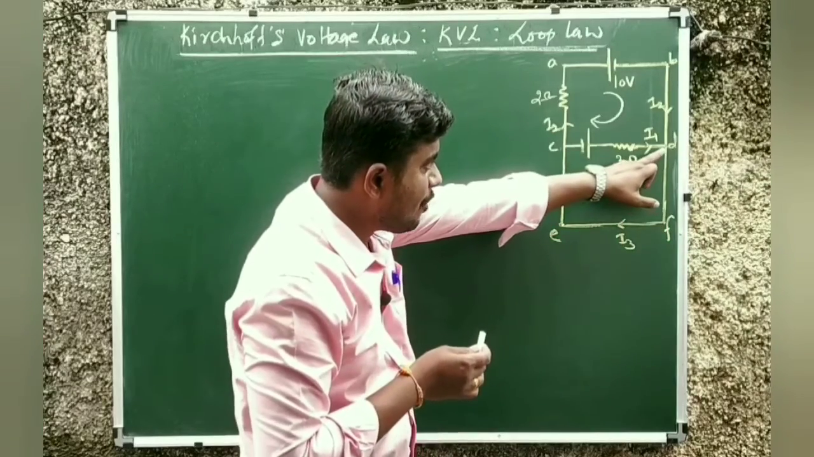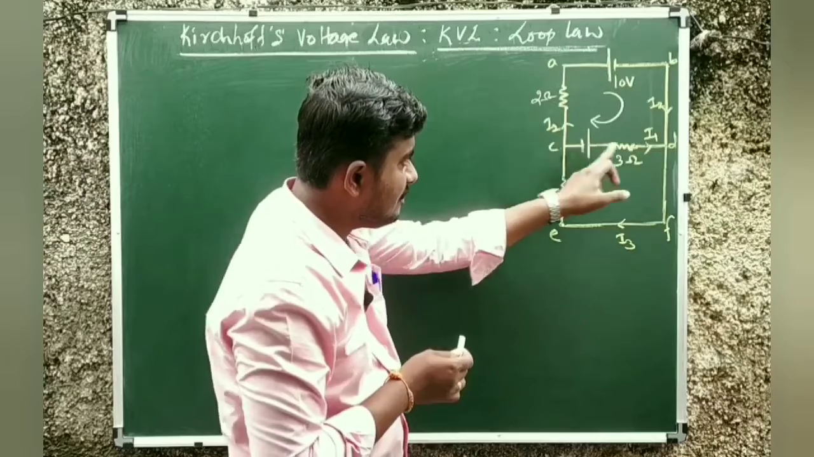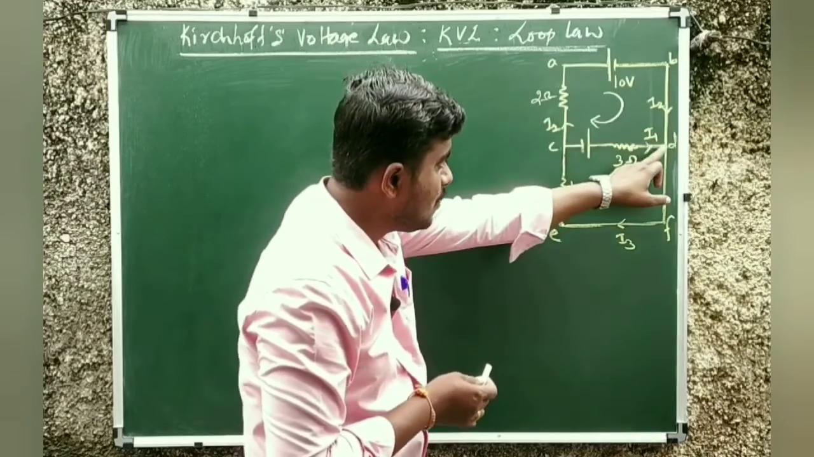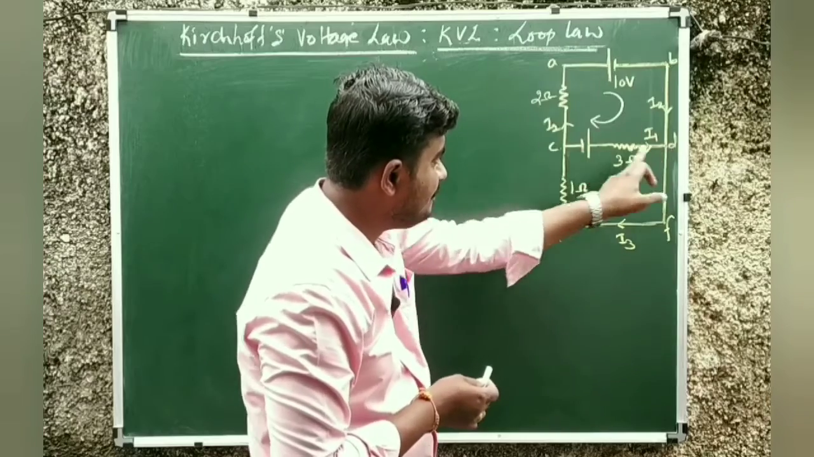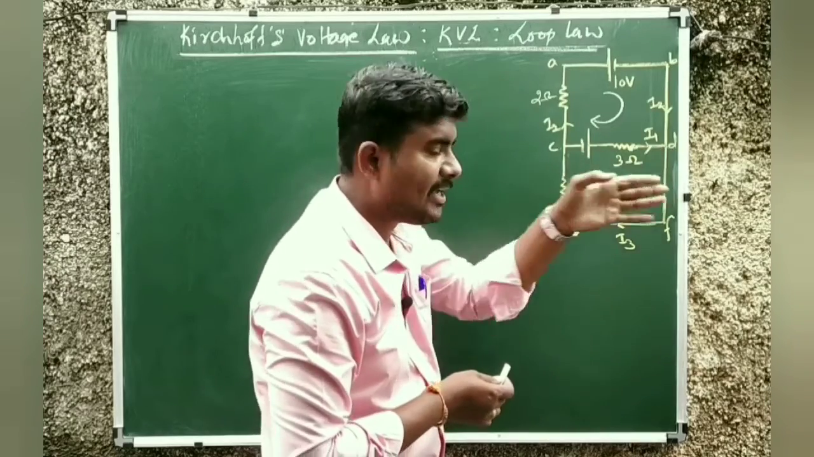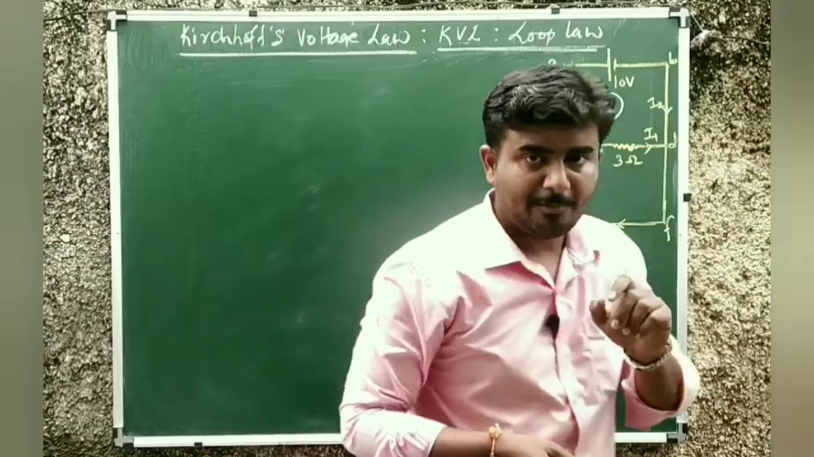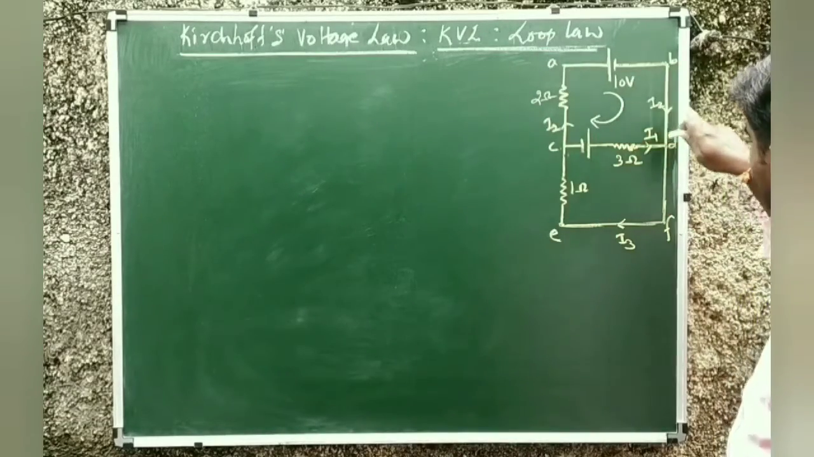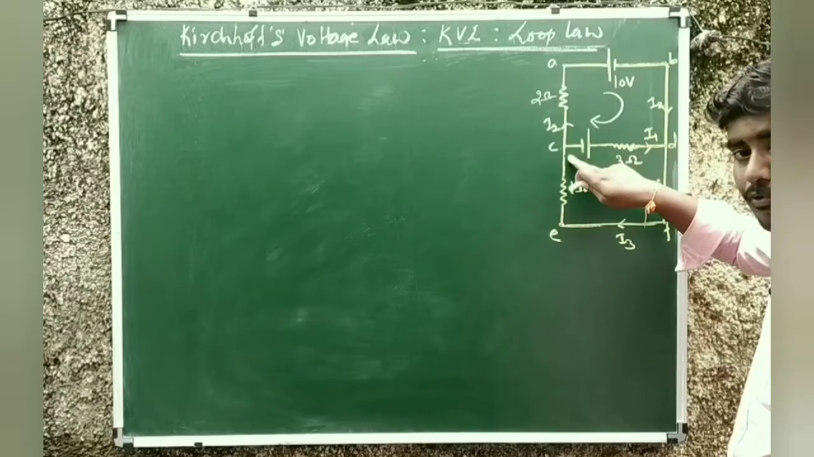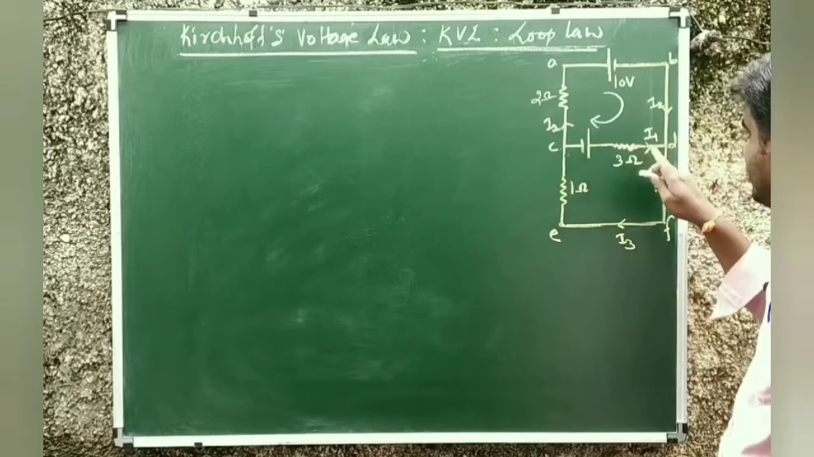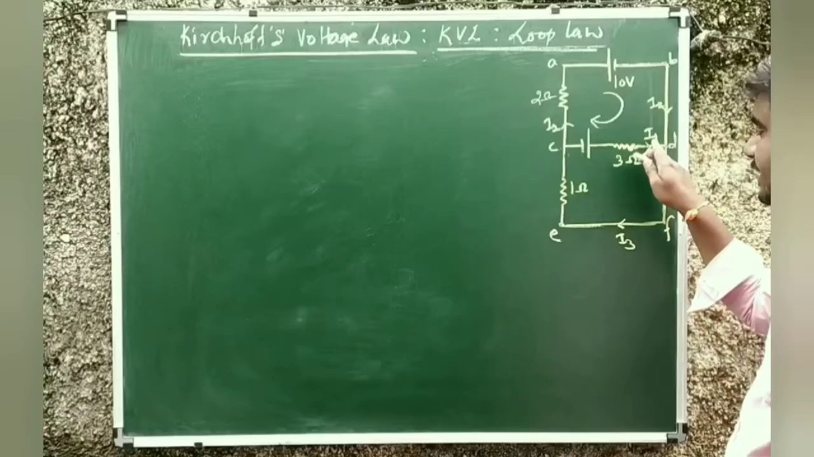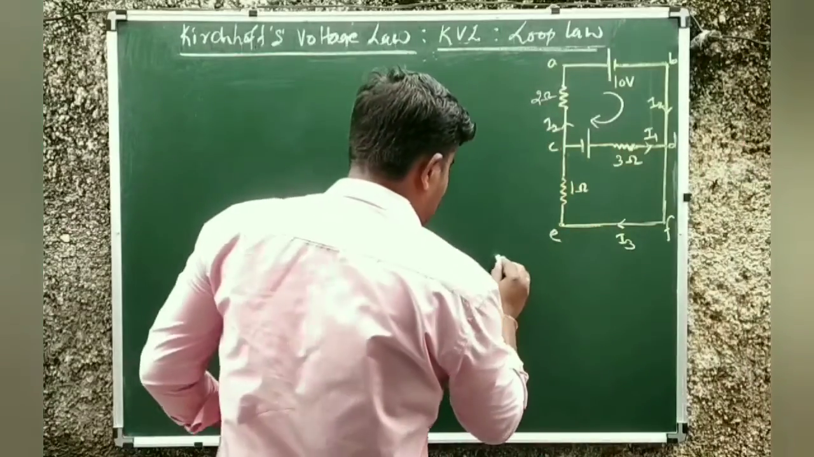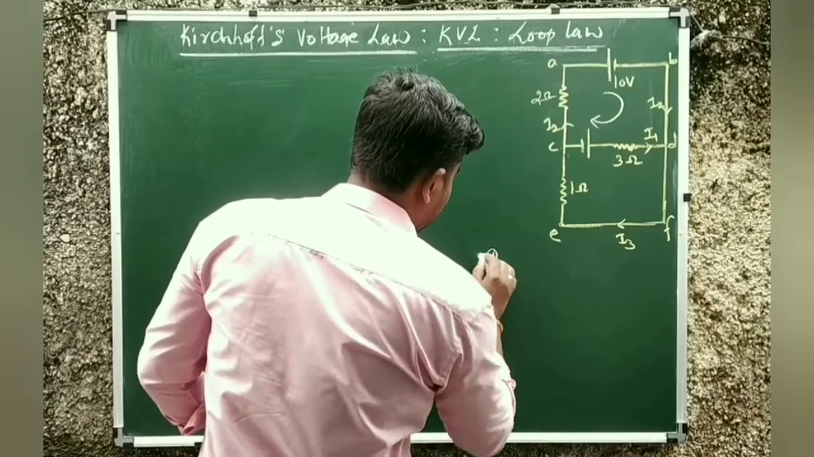For example, from D you are traveling to C. From B to D, D to C, you are supposed to travel. While traveling from D to C, you find current I1 against you, opposite to you. It means you traveled from A to B, B to D, and D to C, and the current is against you. Take this current as negative. These are the sign conventions. You will understand while applying.